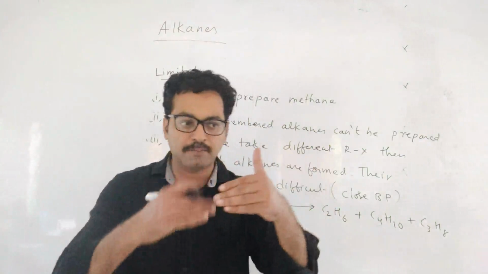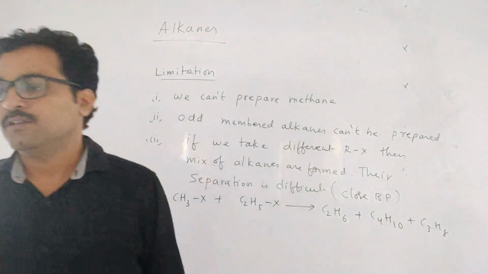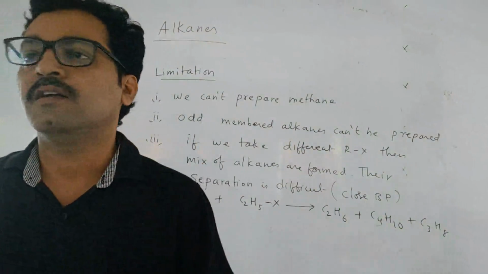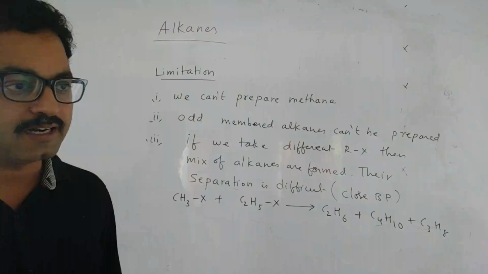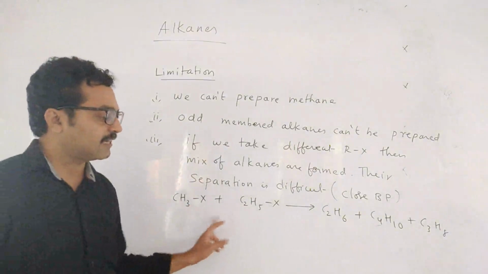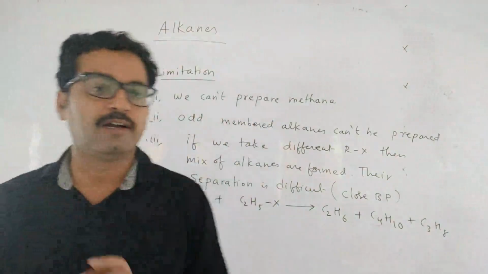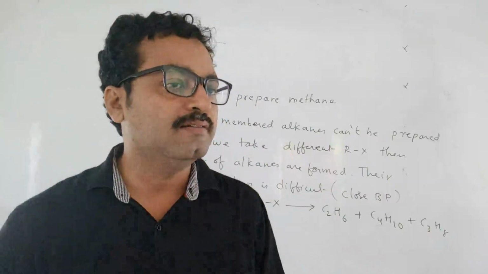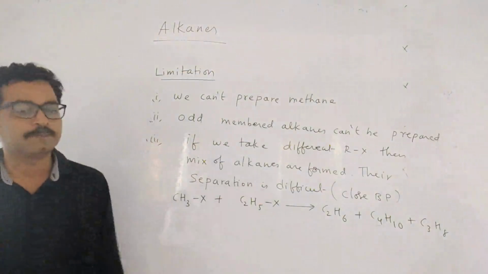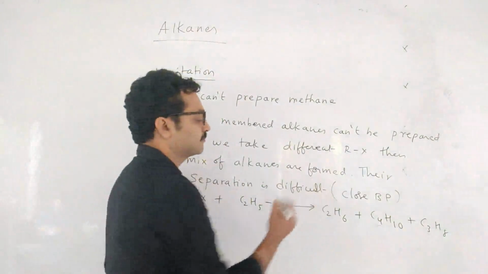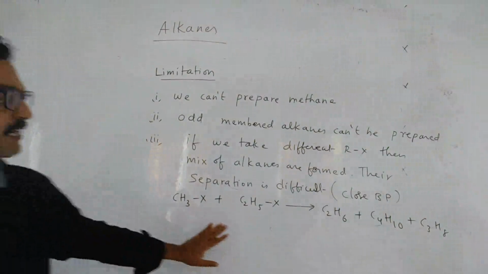These are successive members. So they have close boiling points. Right? So if the boiling points are very similar, we cannot separate them easily. So this is the drawback. Understanding? So if you take two different alkyl halides, a mixture of alkanes is formed and their separation is difficult. Why is their separation difficult, children? Because of close boiling points. So this is the third drawback.